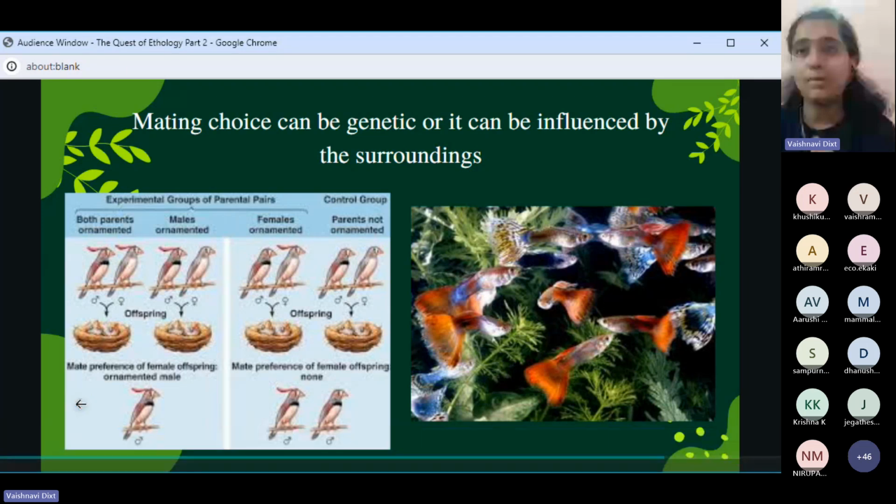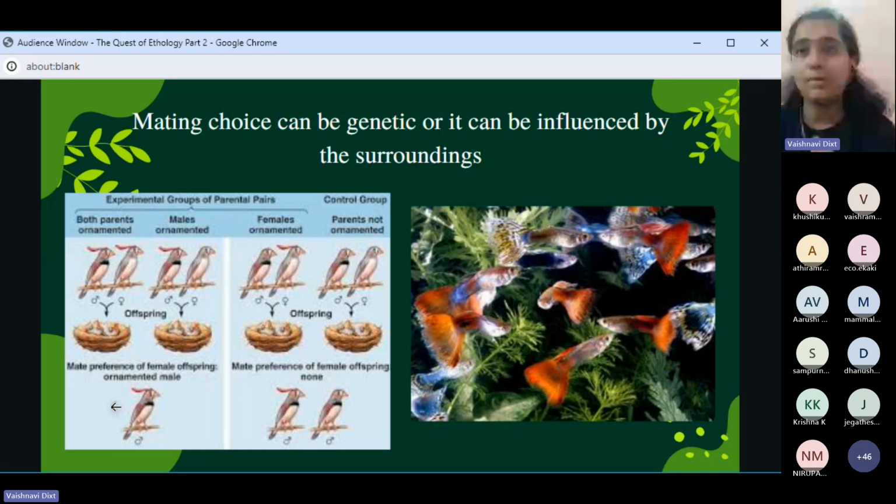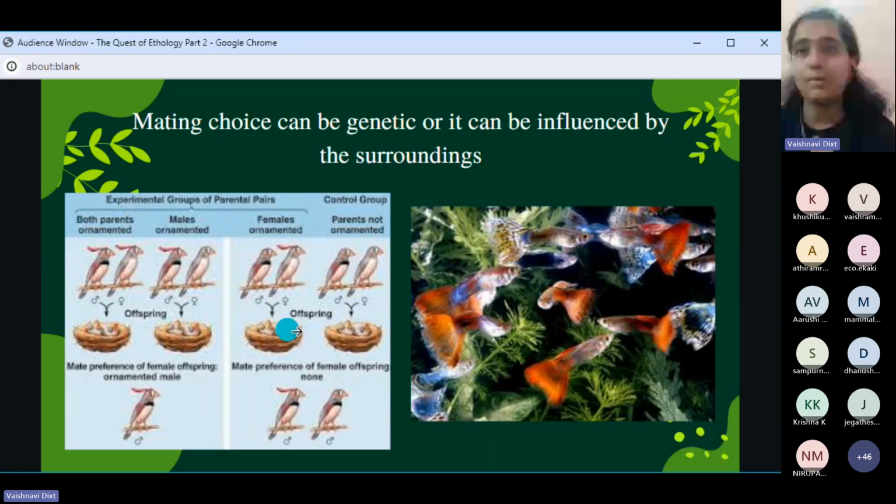Here, where the father was ornamented, the mate preference was obviously for the ornamented male, like the one similar to the father. Here, it was 50-50, may or may not be. But over here, it was for sure that the mate preference was given to ornamented males. So this is how genes can influence, because it is a genetic instinct that the mate should be similar to the father.